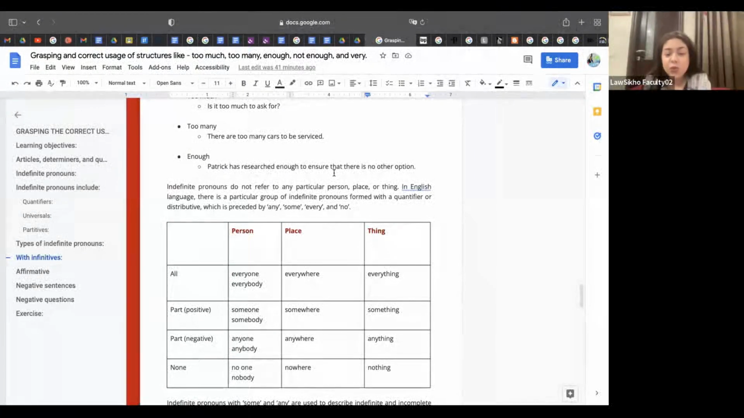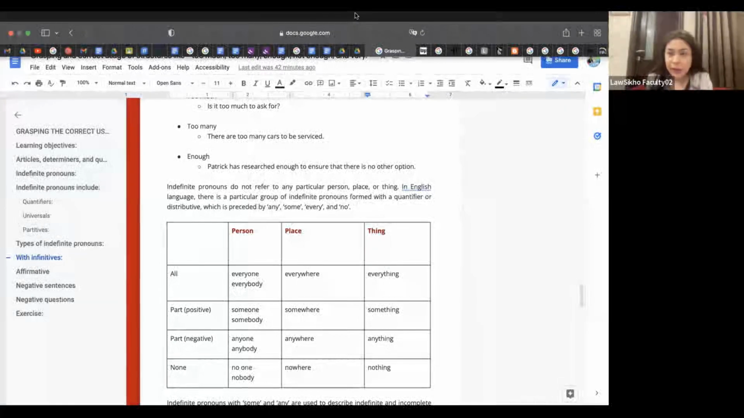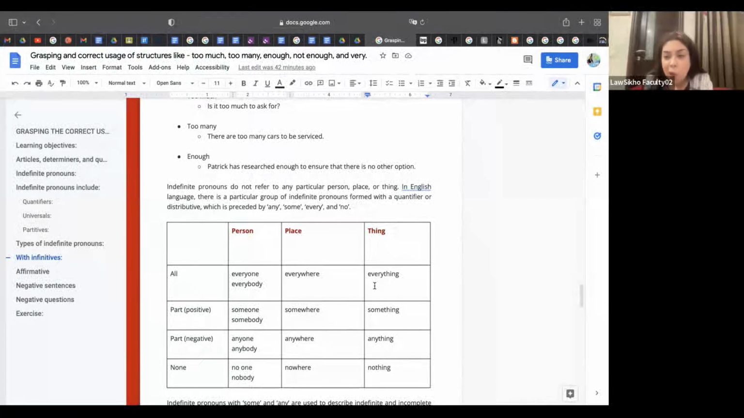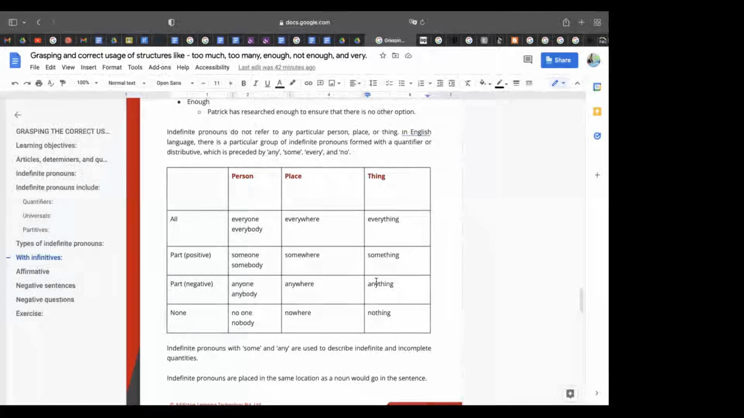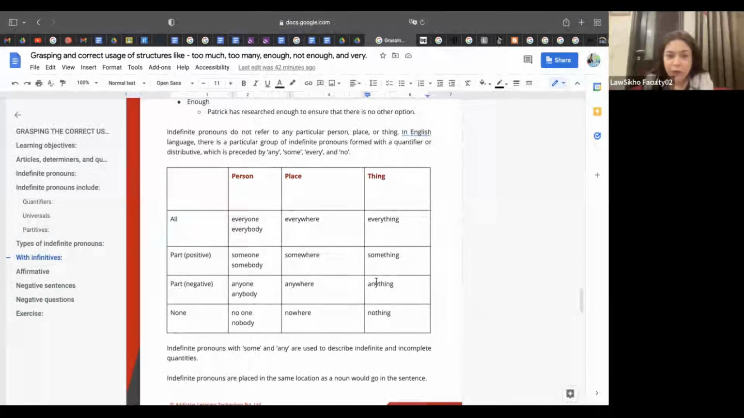Now, indefinite pronouns do not refer to any particular person, place, or thing. But obviously, like the name suggests, it's indefinite. And everything which is indefinite in nature cannot be specific, like indefinite articles. Similarly, an indefinite pronoun, excuse me, as well. Now, in the English language, there are various groups of pronouns. There can be something which is definite, something which is indefinite. For now, we're looking at indefinite pronouns. Now, to denote an indefinite pronoun for a person, it's always everyone and everybody.